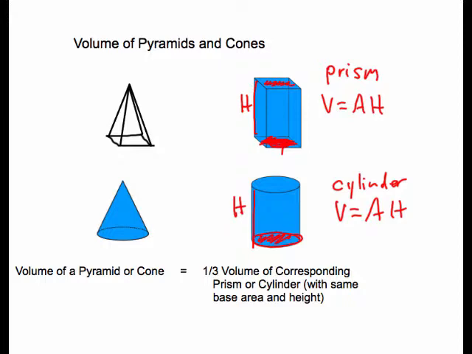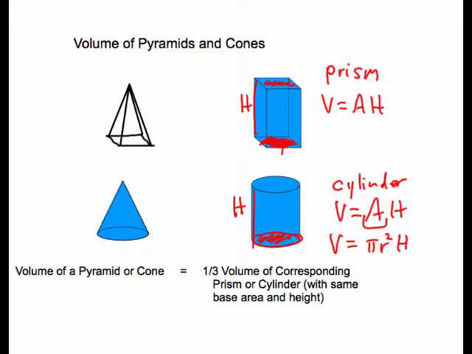Since the area of the base is a circle, we can write pi r squared, which is the area of a circle, multiplied by h. So that's knowledge that you have from previous lessons or years. Now what we want to talk about is what is the connection with a pyramid and a prism.